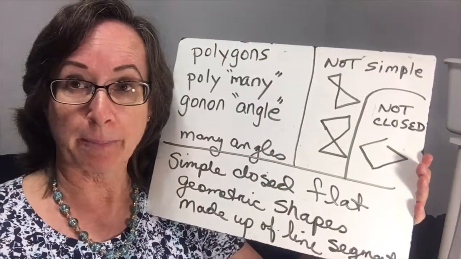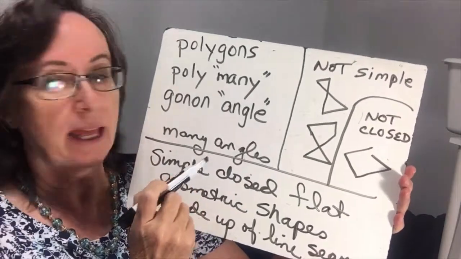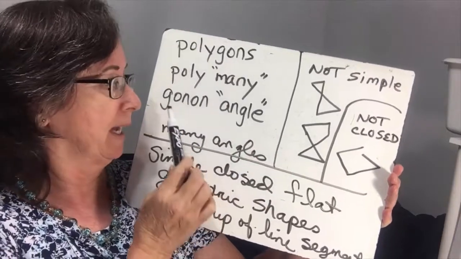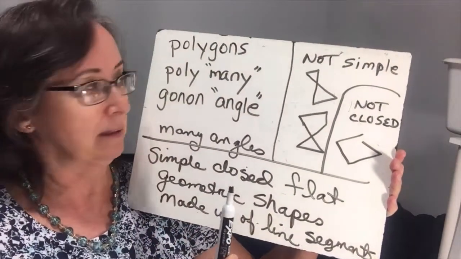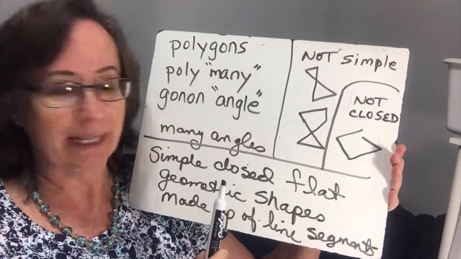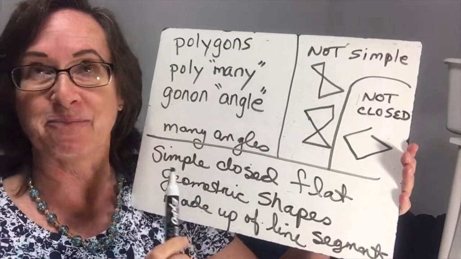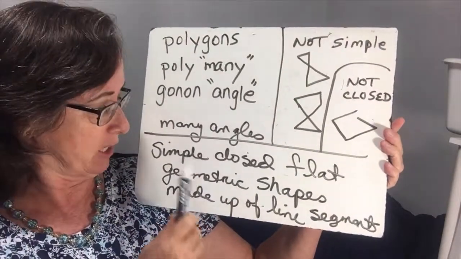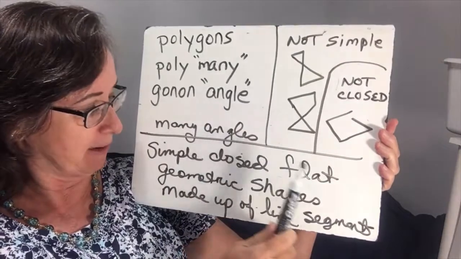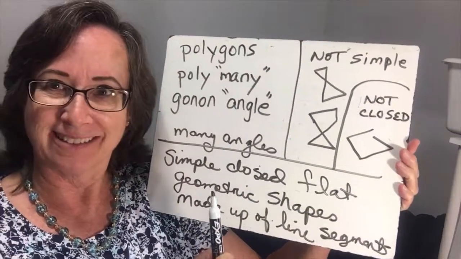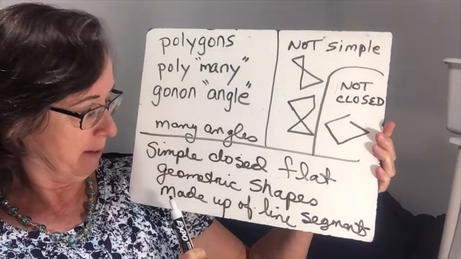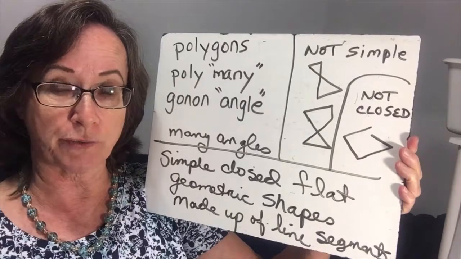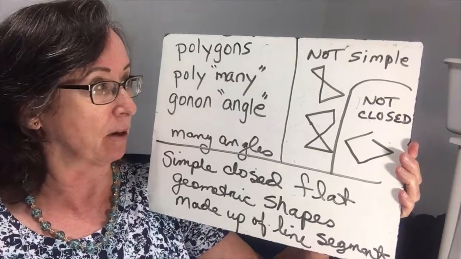Right, now we're starting to talk about polygons, and polygons mean many angles. So poly means many or more than one, and gon means angle. So when you put them together, a polygon means a figure with many angles. And the more formal definition is a simple, closed, flat geometric shape made up of line segments. So a polygon should have no curves. It should be straight line segments only.